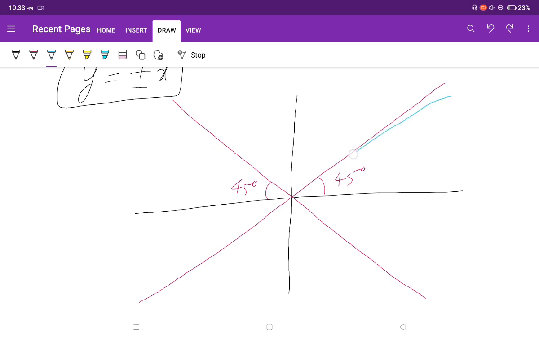Now you see, if we draw the curve here, we will see such a curve. Now this is the rectangular hyperbola with asymptotes at angle 45 degrees, right?